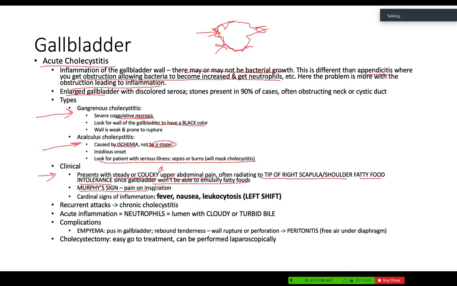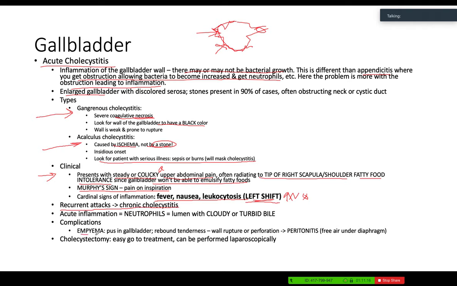We can look for a Murphy sign or pain on inspiration, and our classical cardinal signs of inflammation are fever, nausea, leukocytosis. Left shift means lots of neutrophils. Okay? Whenever you see this term left shift, they're saying there's elevated neutrophils. Recurrent attacks can lead to a chronic cholecystitis.